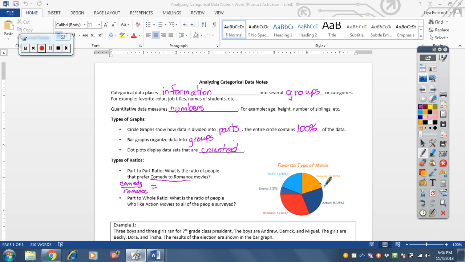So if we find comedy, we can either say 4 people or we can say 20%. So I'm going to say 4 people like comedy, and how many people like romance? 6. Now, there's nothing wrong with this answer. It's perfectly right, but you're never going to find it as an answer choice because it needs to be simplified. 4/6 is the same as 2/3. The ratio of people who prefer comedy to romance is 2 to 3.